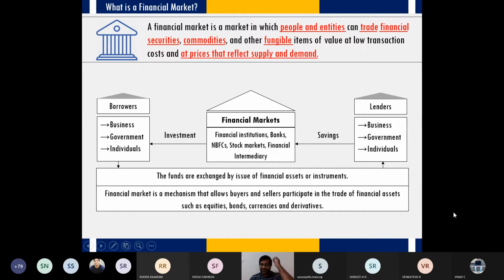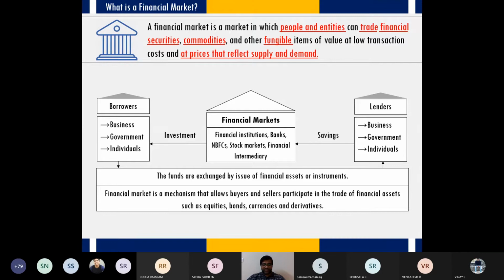But as I mentioned, over the period of time, things have changed on account of technological advancement. Now, a financial market may have a specific location or it may not. So let's say Monday morning, I walk into ICICI Bank and apply for a personal loan. ICICI Bank is a financial market. Simple, right? So ICICI Bank represents a financial market. I am the borrower, I'm borrowing money, and ICICI Bank is the lender, right?